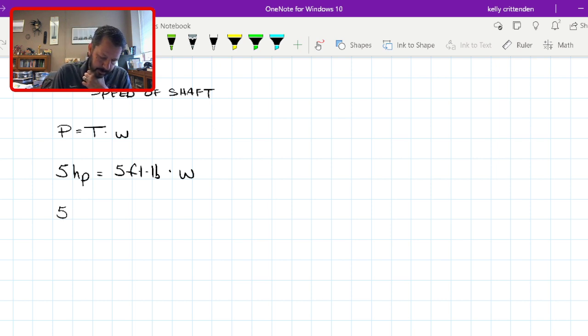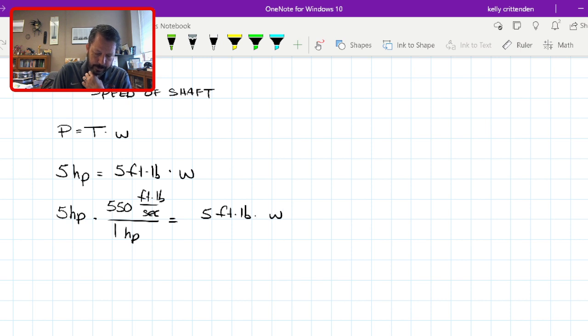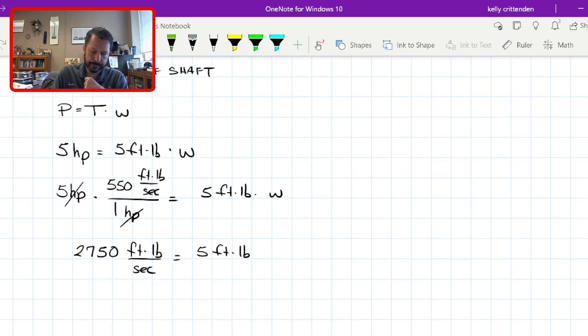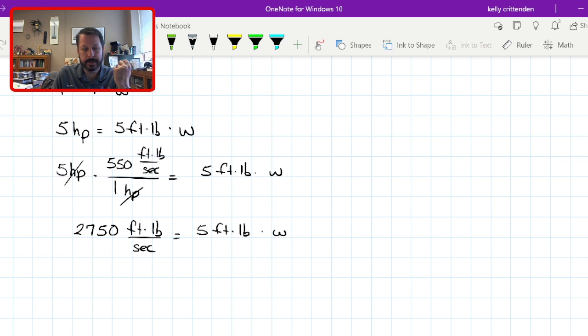But 5 horsepower, where 1 horsepower is equal to 550 foot-pounds per second, equals 5 foot-pounds times omega. So that'll get me out of horsepower and change the left-hand side over to foot-pounds per second. So 5 times 550 is 2750 foot-pounds per second, equals 5 foot-pounds of torque. That's how much it's delivering, the little red arrow there, times how fast the shaft is spinning.